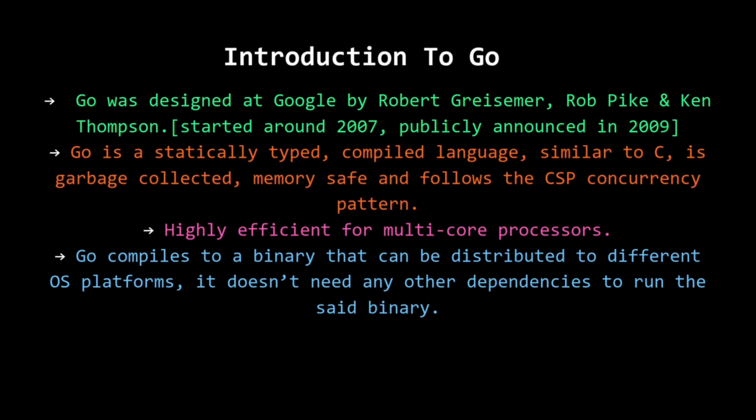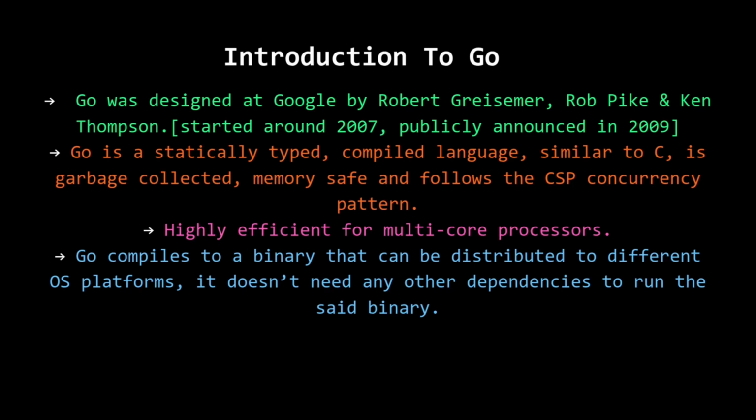So Go was designed at Google by a team of 3 engineers: Robert Griesemer, Rob Pike, and Ken Thompson. So they were at Google at that time. They designed the language, and around 2009, that was when it officially launched.